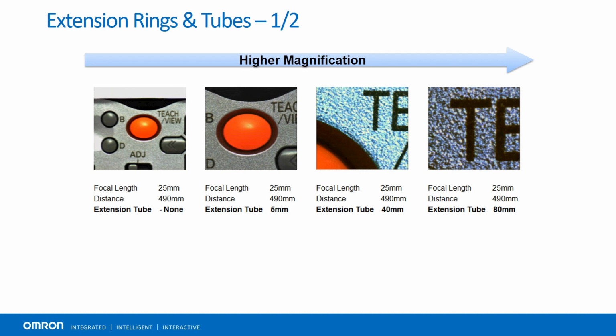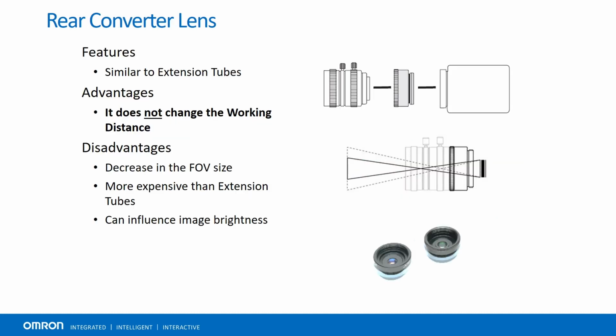As we can see, without any extension tube at a set focal length and distance, we can see a large field of view on this remote control. As we add extension tubes, we can see the magnification begins to increase very quickly, reducing our field of view. At 80 millimeters, we can begin to make judgments on the surface quality without ever having changed our focal length or distance.